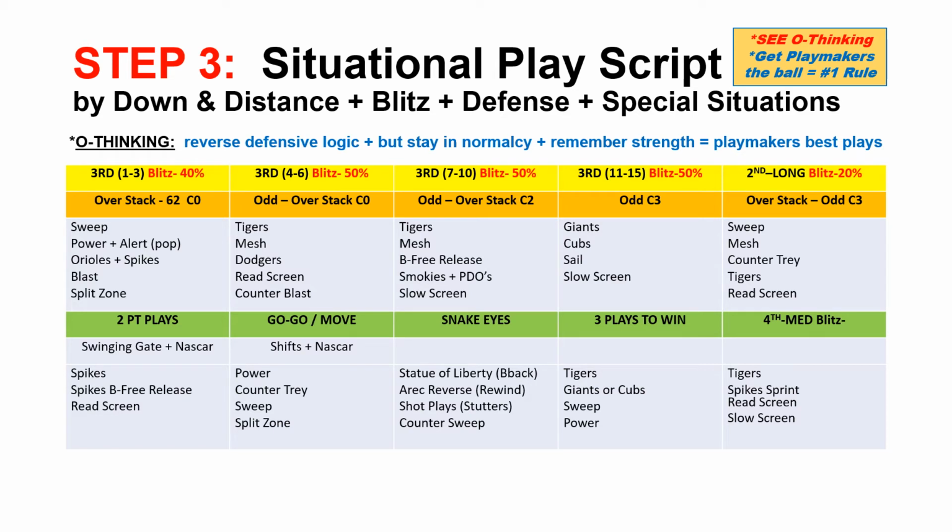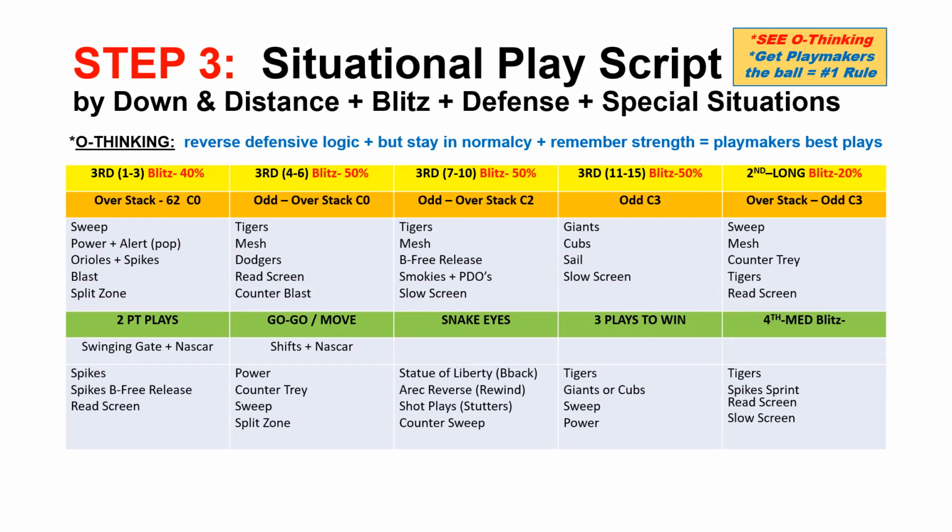So here we'll look at on the upper left-hand corner, situation is third with 1 to 3 yards. Tendency is shown that we did at the very beginning is they like to blitz 40% of the time. Their most common front is an overstack, which is a 62 basically, and then they're in a cover 0. So you can see the list of the different plays we can run there: sweep, power, alert, Oriole, spikes, blast, and split zone. Again, you'll make up what you want with these, but this is kind of your short list for those third down situations. And then last one is second and long.